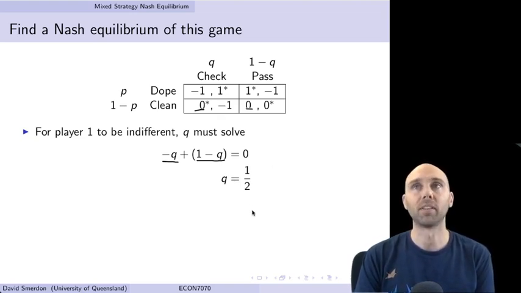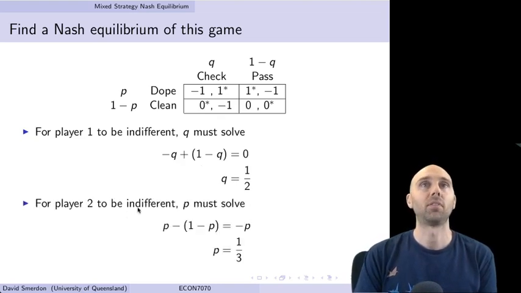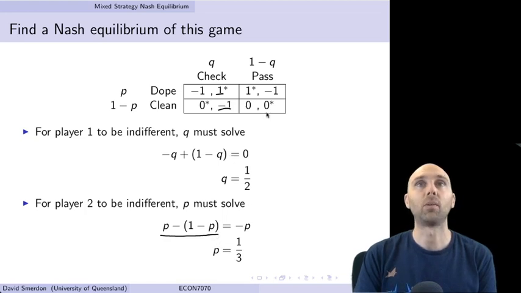or just mixing in equal probabilities. For player 2 to be indifferent, it must be the case that player 2 is getting the same payoff given the mixing strategy of player 1. So for player 2, the payoff from checking, which is 1 times P plus -1 times 1 minus P, has got to be equal to -1 times P plus 0. So that's this minus P here. We solve for P, we get P is equal to a third.